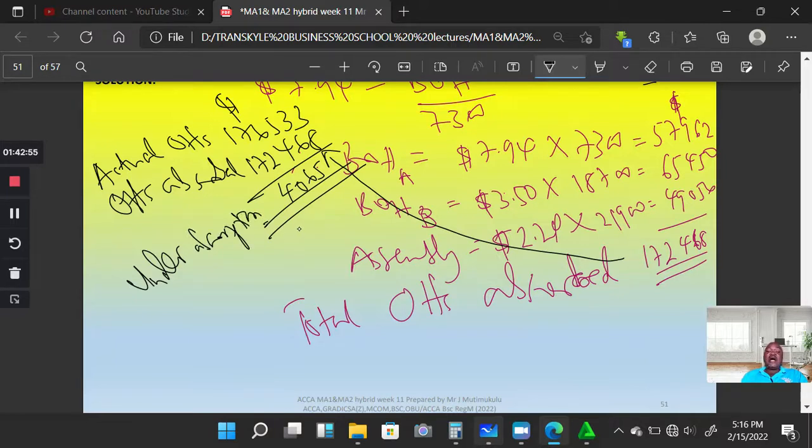Why? Because according to our budget, we were supposed to incur $172,468 of overheads, but we actually incurred more. We incurred $176,533 of overheads. So there was an under absorption.